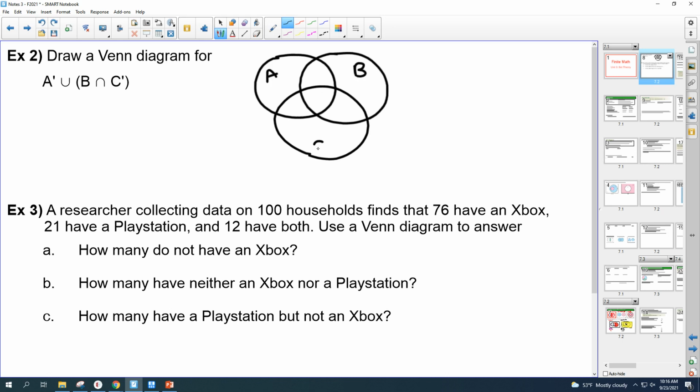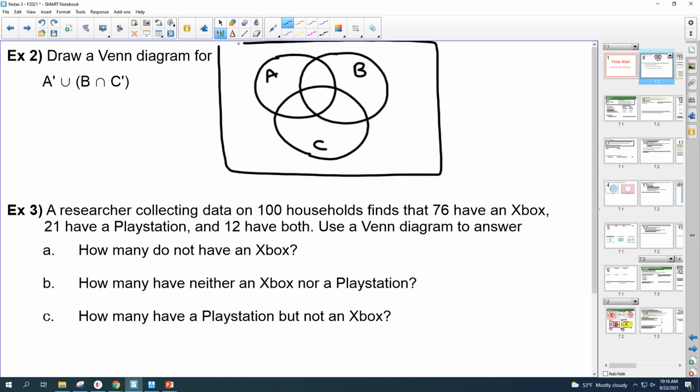A, B, C, box around it. Box around it. Kind of looks like Mickey Mouse ears to me, I guess. It doesn't have to look like that, but I think that's the best way. All right, make sure you draw that box around it.